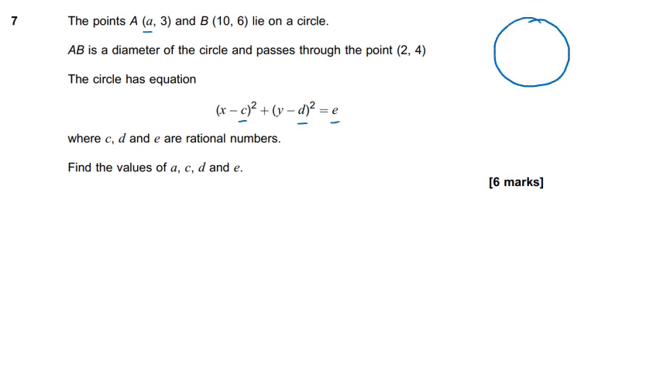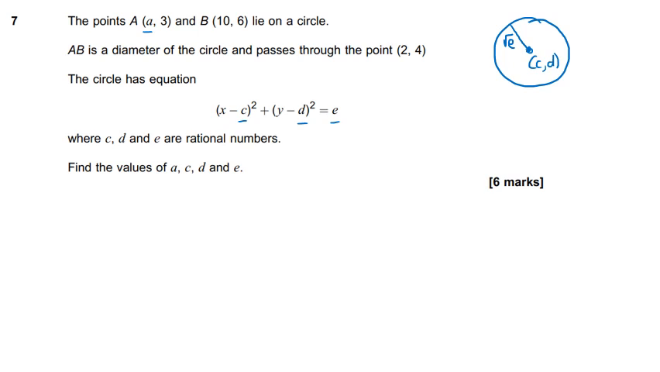We've got a circle which has this equation. So going back to what we said in a previous question, we know that if it's written in this form, then the radius is the square root of E, and the center of the circle will be at C and D. Okay, so we've got that bit of information there.